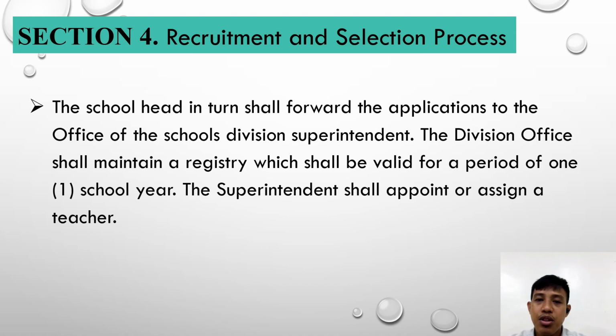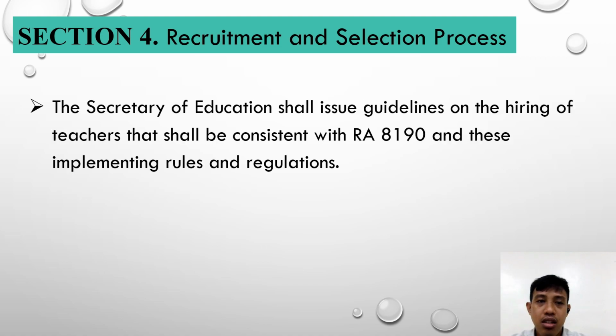The school head in turn shall forward the application to the office of the school division superintendent. The division office shall maintain a registry which shall be valid for a period of 1 year. The superintendent shall appoint or assign teachers. The Secretary of Education shall issue guidelines for the hiring of teachers that shall be consistent with RA 8190 and these implementing rules and regulations.